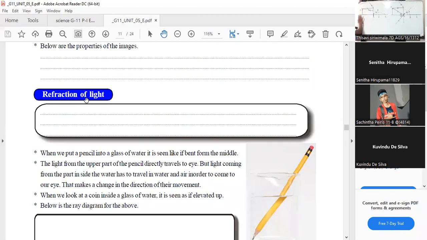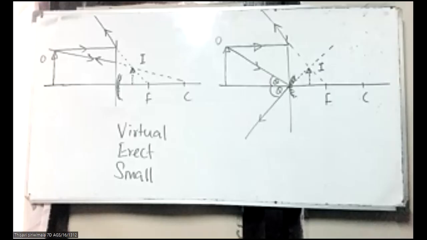Irrespective of the place where you keep the object, all the time, these are the properties of the image: virtual, erect, and small. Virtual, erect, and small. These are the common properties of the image formed by the convex mirrors. You can write them on that dotted line.